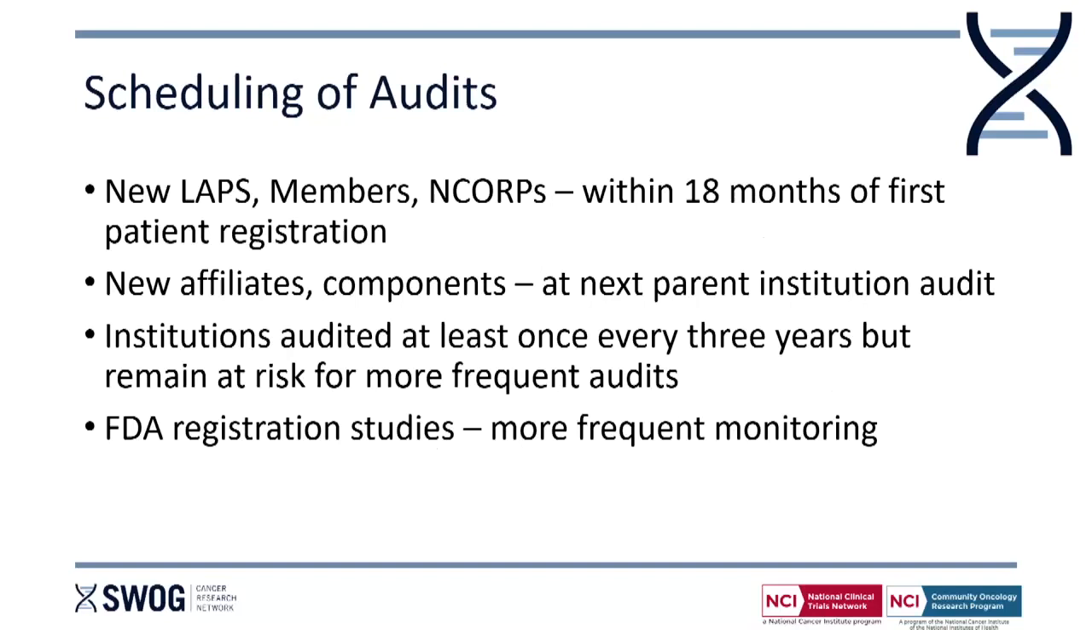So how do we schedule audits? Okay, for the new LAPs, the new members, the new NCORs, we look at new patient registrations and we schedule 18 months out. If you're an affiliate or a component, you'll be scheduled at your next parent institution audit. Institutions are audited at least once every 3 years, but you can remain at risk for more frequent audits. And then for the FDA registration studies, that's a more frequent monitoring process, and that's in the protocol. If you look way back in section 18, it'll tell you the protocol monitoring process.